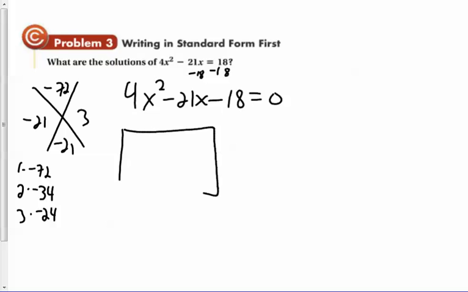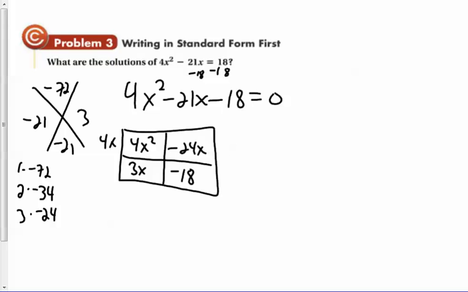I draw my rectangle here, and in the upper left hand corner I put the 4x². Down here I put the -18, and then I put the 3x and the -24x. Left to right there's the 4x. Left to right there's a positive 3. Up and down I have x. Up and down I have a negative, I believe, 6.